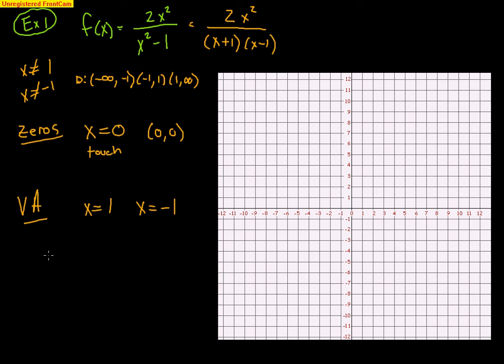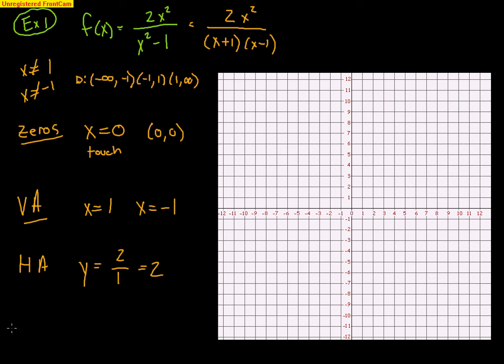All right, let's see about my horizontal asymptotes, HA. Well, the degree on top is 2, the degree on the bottom is 2, so I'm going to look at leading coefficients. The leading coefficient on the top is 2, the leading coefficient on the bottom is 1, so my horizontal asymptote is at 2.